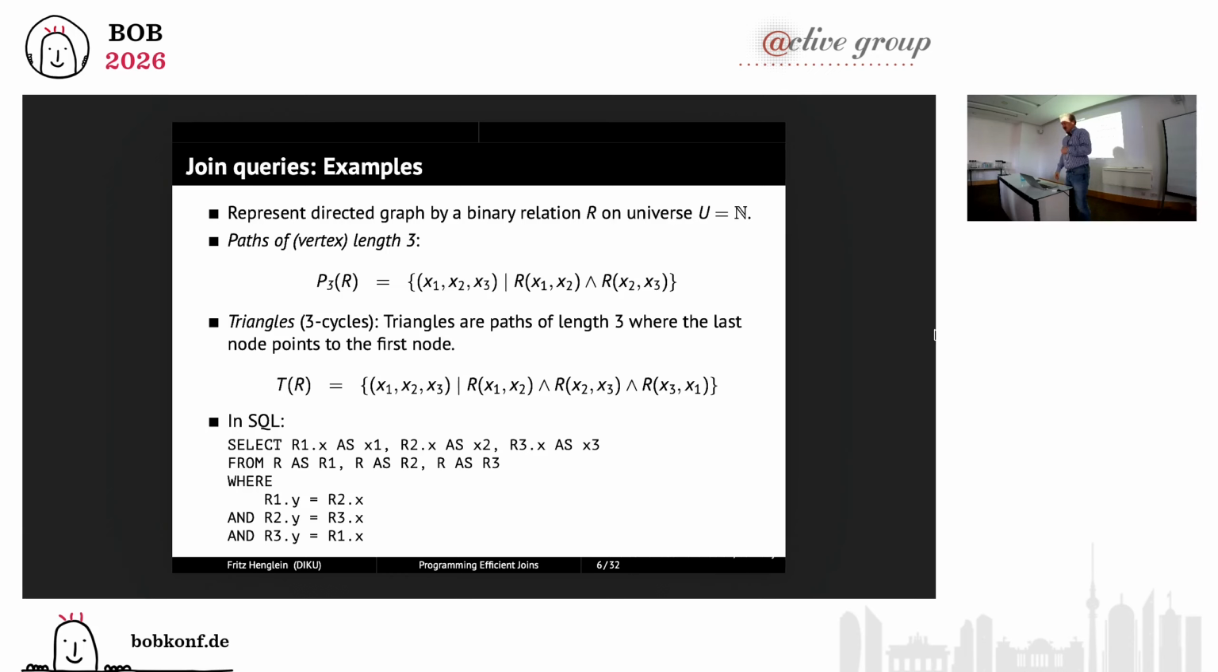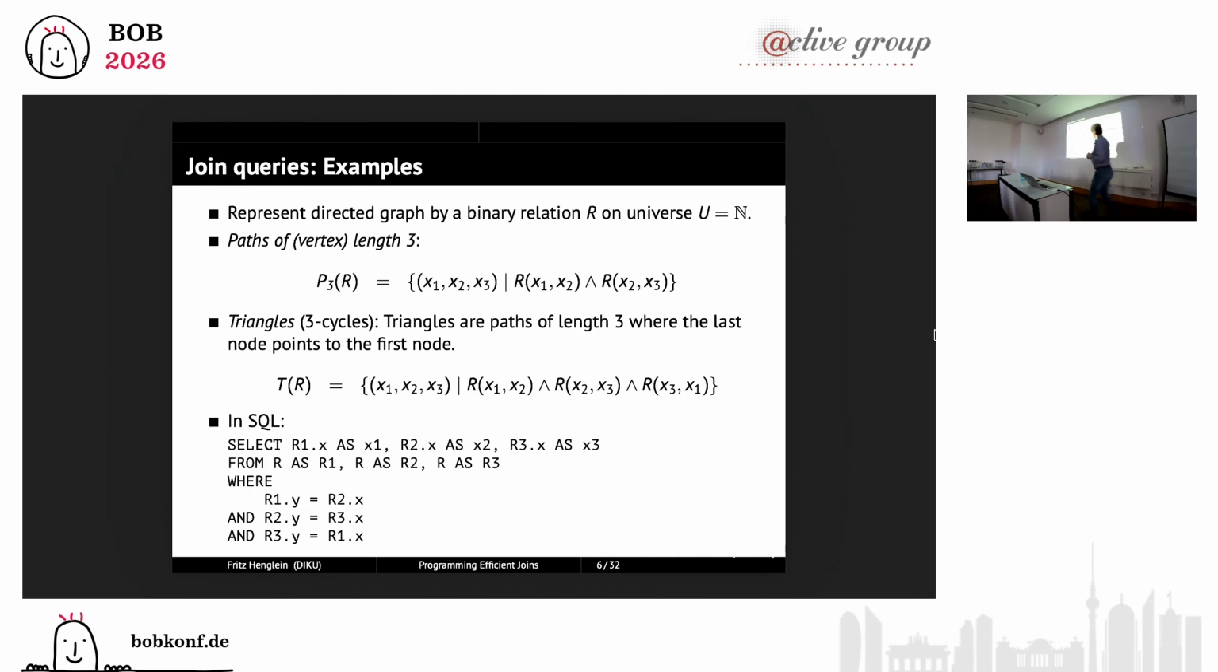So we can go one step further and do the thing we said before. The triangles are basically the same thing, just with additional constraints: x1 to x2, x2 to x3, and x3 to x1. Okay? So now we've got triangles.